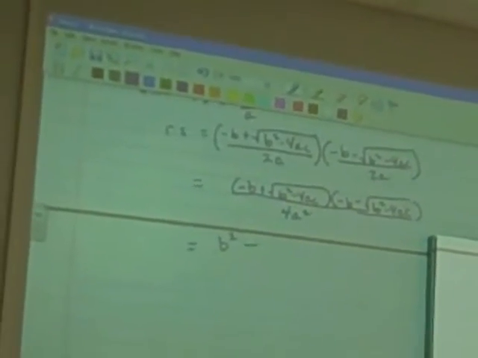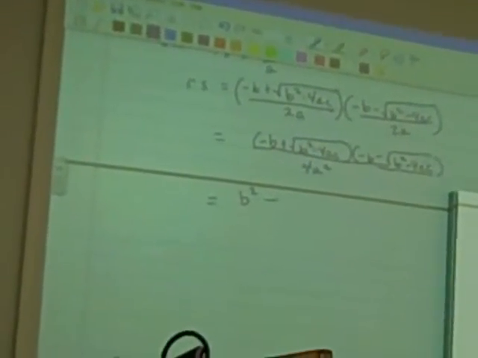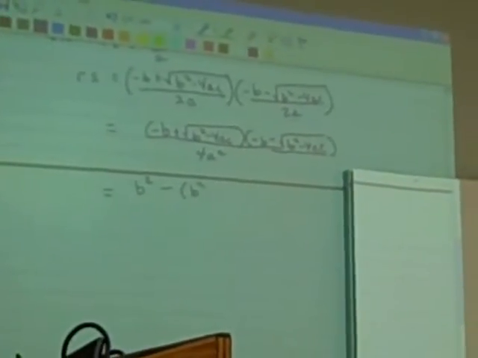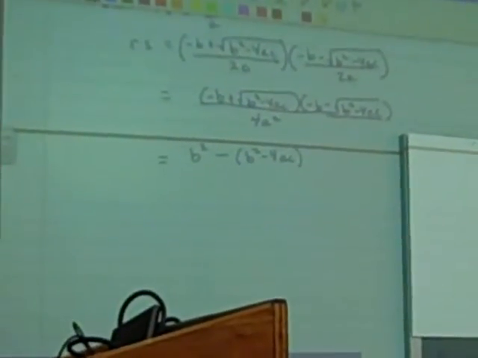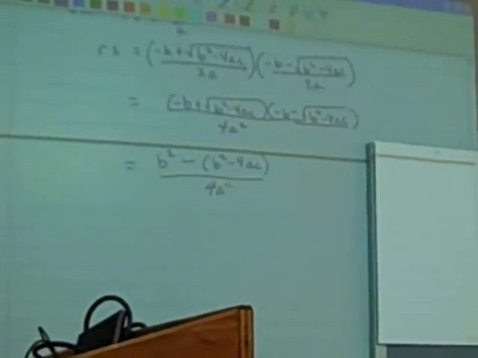What happens when you multiply two conjugates together? Yes, the first term squared minus the second term squared, right? So what is the first term squared here? Yeah, negative b times negative b just gives you b squared, and then minus the second term squared. What's the second term? Yeah, the second term here is the square root of b squared minus 4ac. So when you square it, it just becomes what's underneath the square root. That's all over 4a squared, right?